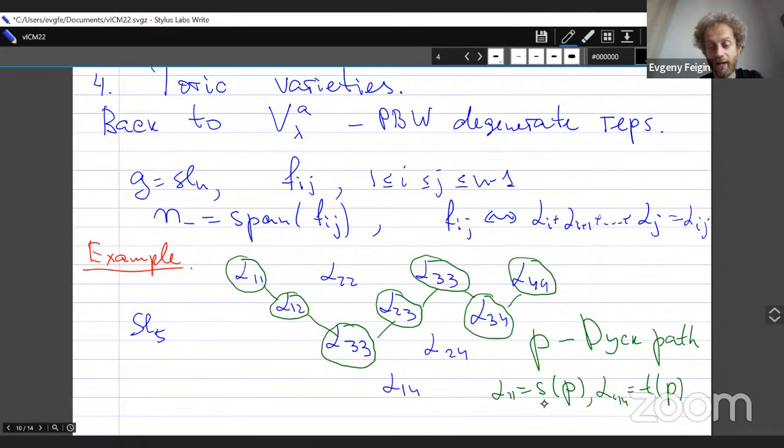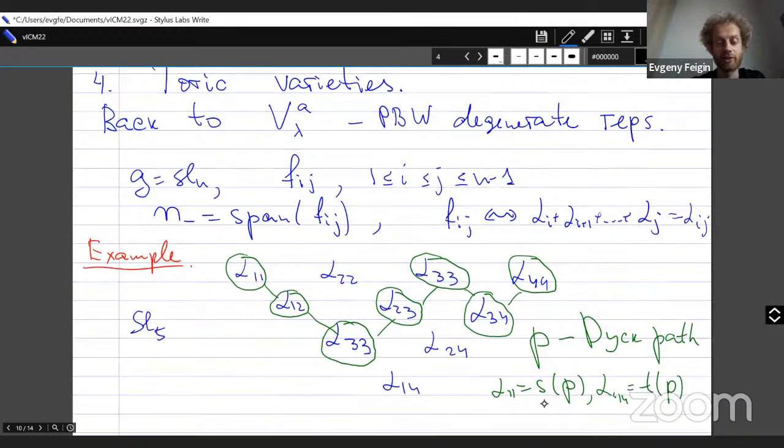We denote by S of P the starting point of our path. Here it's alpha 1,1, and by T of P we denote the terminal point of our P. This is alpha 4,4. So why do we care about the dig path? This is the combinatorial object which is going to specify the polytope, or as I said, going to specify the basis we are going to construct.